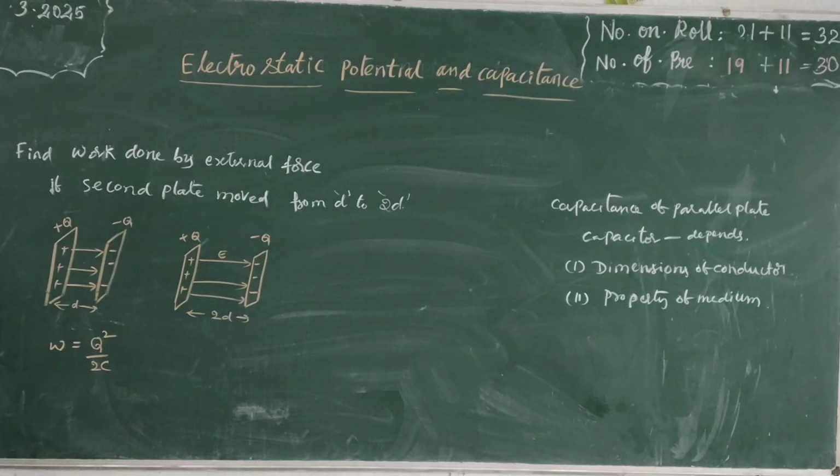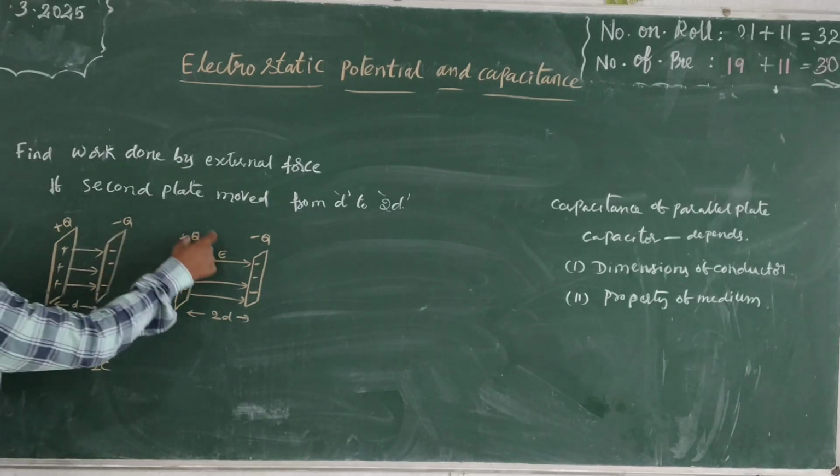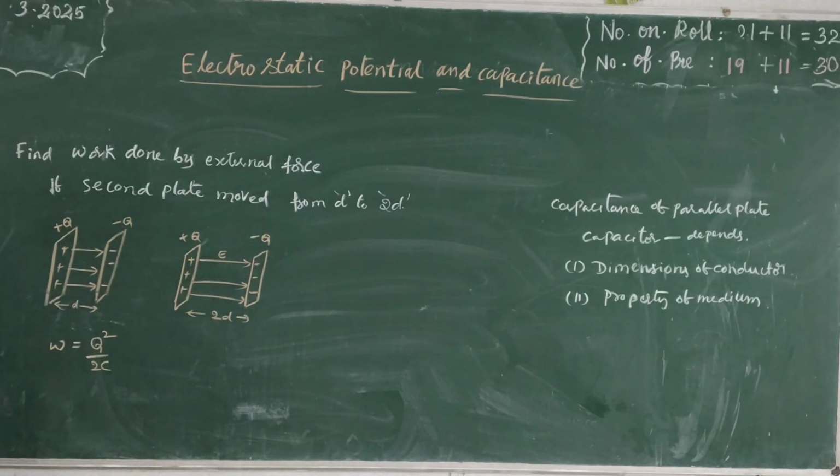Here C is the capacitance of the parallel plate capacitor. In this case, what is the capacitance? We find the initial capacitance and the final capacitance. The charge is the same, plus q and minus q; the charge is not changed, only the capacitance changes, because the distance changes. If the distance is less, capacitance increases; if the distance is more, capacitance decreases.